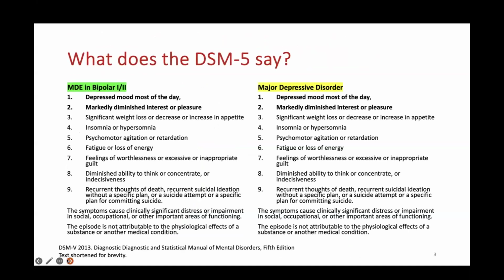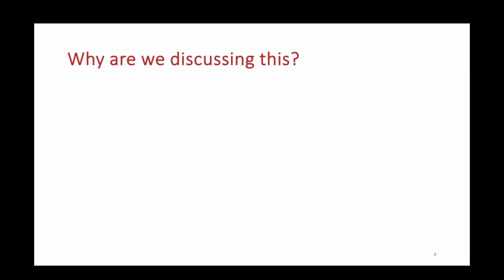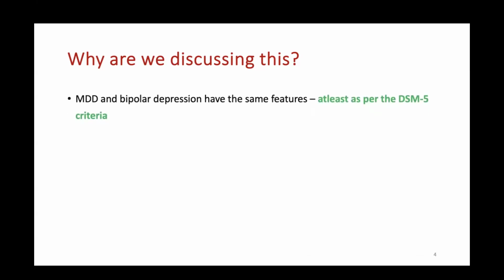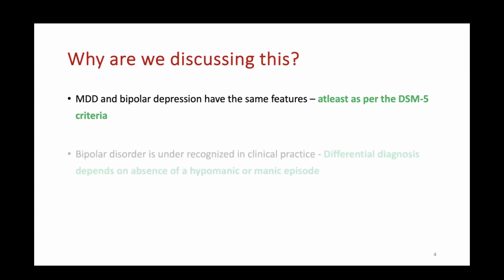So what does the DSM-5 say? If you look at major depressive illness in bipolar 1, 2 and major depressive disorder, it is almost similar. So there's nothing much. Both the presentations of depression in unipolar and bipolar are similar. So why are we discussing it? MDD and bipolar depression have the same features, at least as per the DSM-5 criteria.